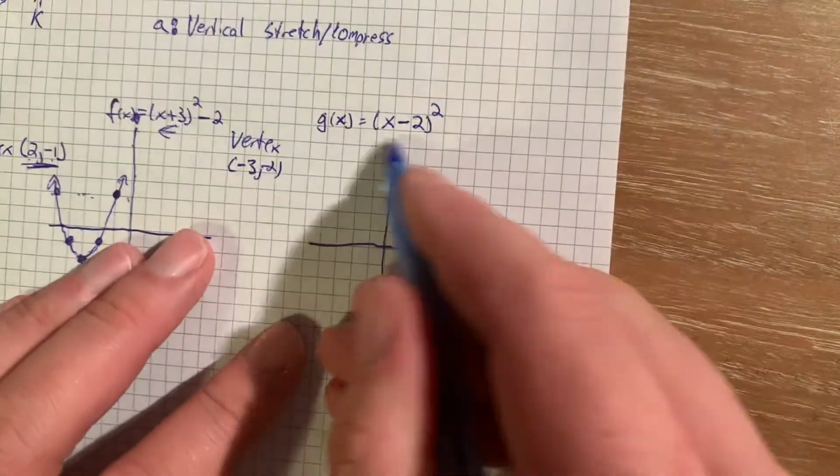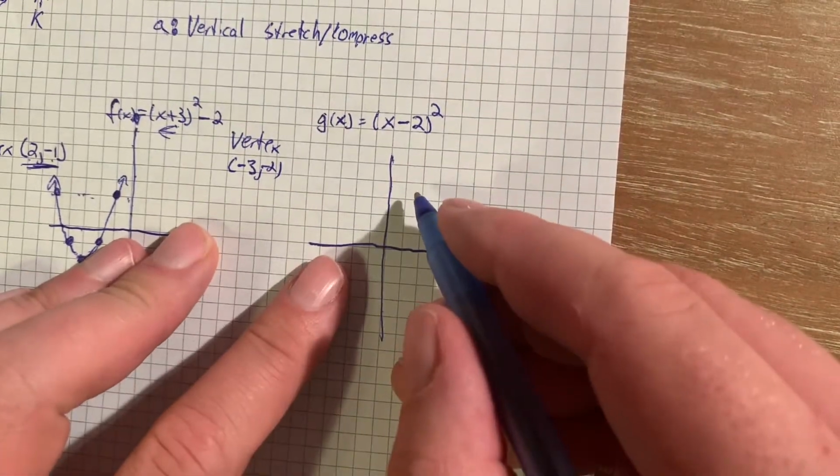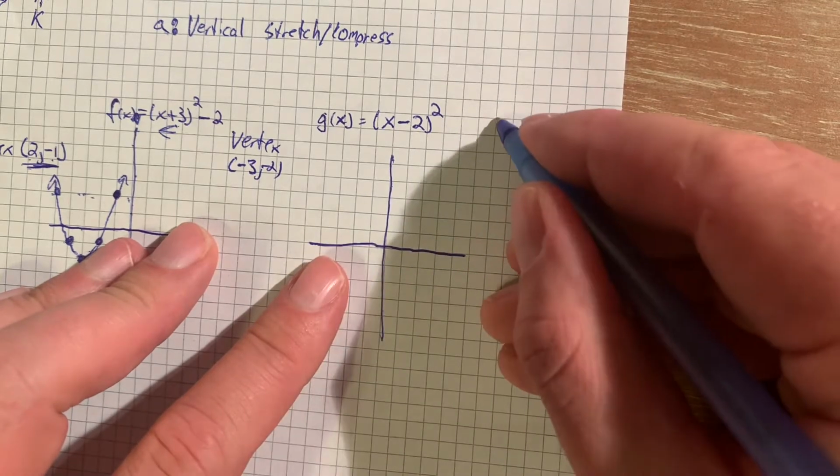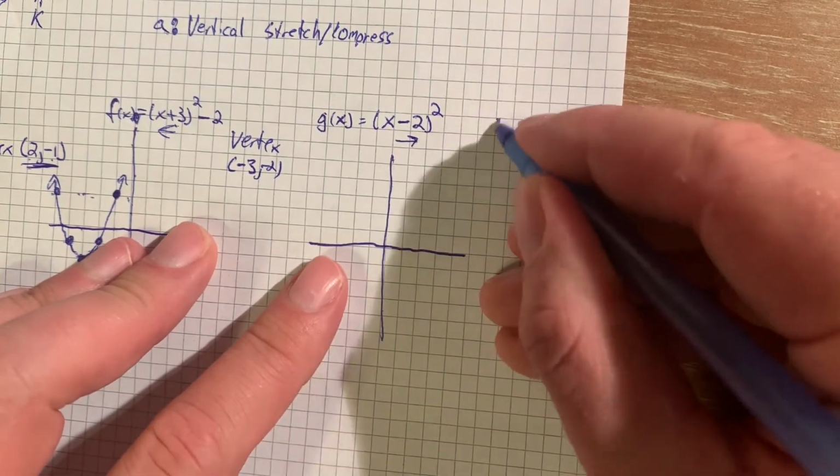Okay, (x - 2) squared. Where is the vertex going to be? Well, this is 2 to the right.